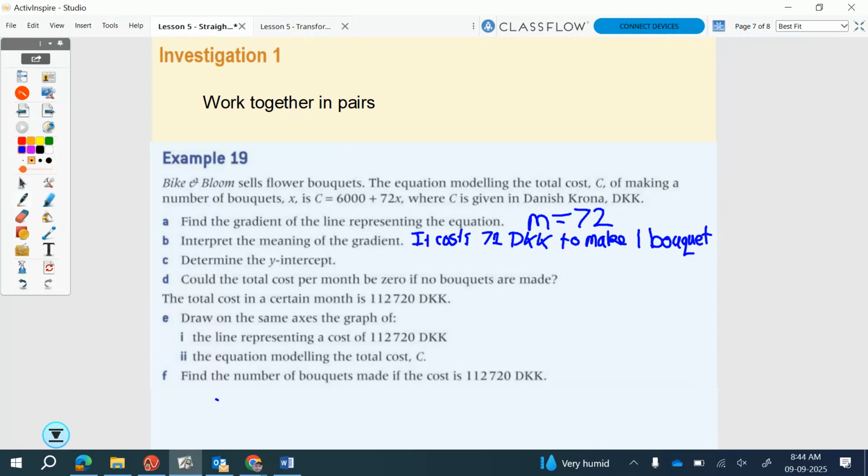Determine the y-intercept. What did we have for the y-intercept? So the y-intercept is at (0, 6,000). Could the total cost per month be 0 if no bouquets are made? No. Because when x is 0, y is 6,000.